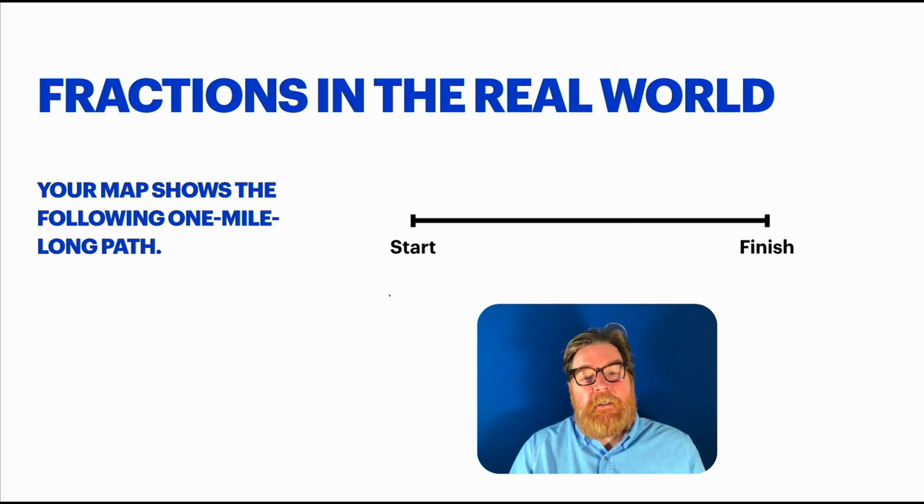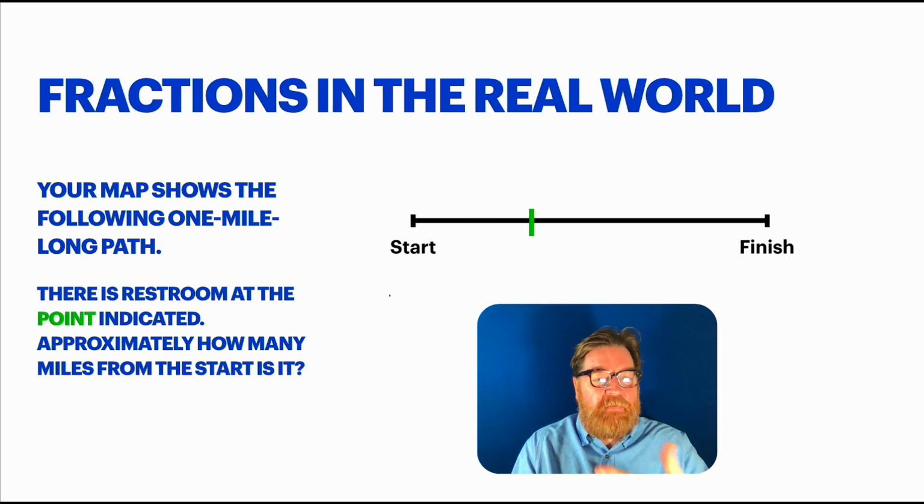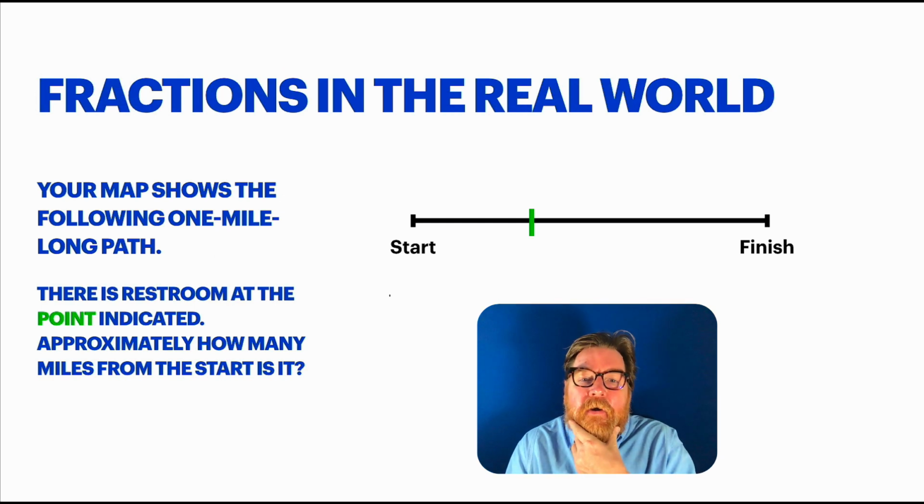All right. Here, let's twist it around. Let's go the other way. Same path, same map. This time on the map, there's a point indicated with that green mark there. That's where the bathroom is. And let's try to figure out approximately how many miles from the start that bathroom is. All right. Well, this is like the fraction bar from before. They're not giving us fifths. They're not saying how many fifths of a mile is the bathroom away from the start.